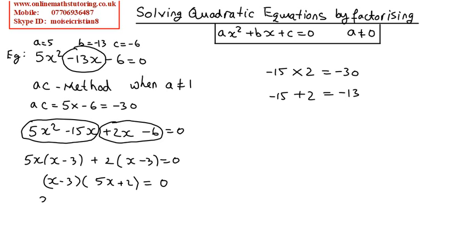So now we've got one more step to do, which is finding the solutions. Once we factorize it fully, we can easily find the solutions. X minus 3 equals 0, x must be 3. And then the second bracket, 5x plus 2 equals 0, x must be minus 2 over 5.